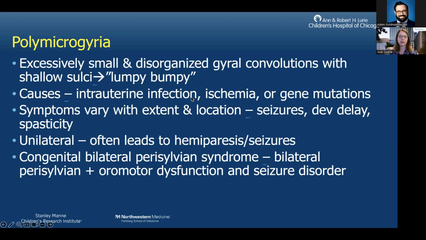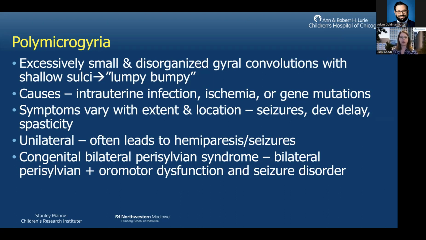So it's excessively small and disorganized gyral convolutions with shallow sulci. And there are several causes. It can be due to an intrauterine infection, like if you think about CMV, can be seen with ischemia, or there are also multiple genetic mutations that can result in polymicrogyria.